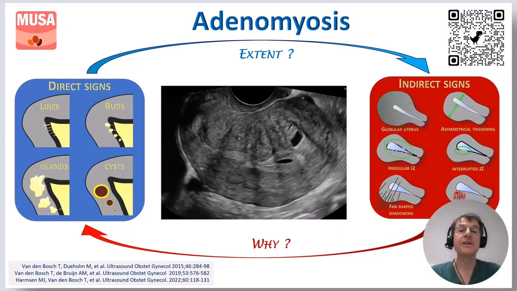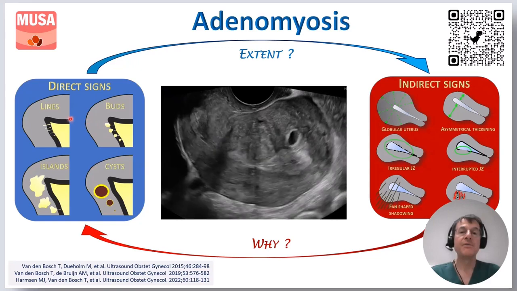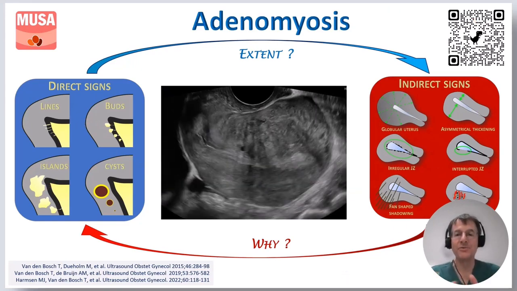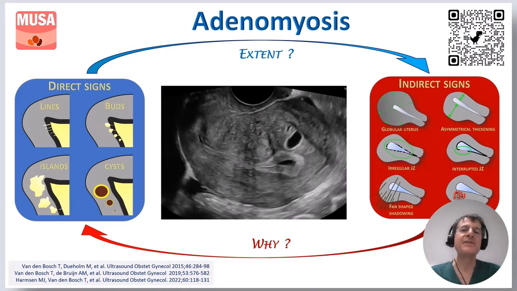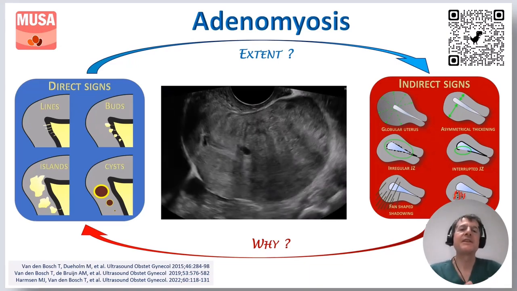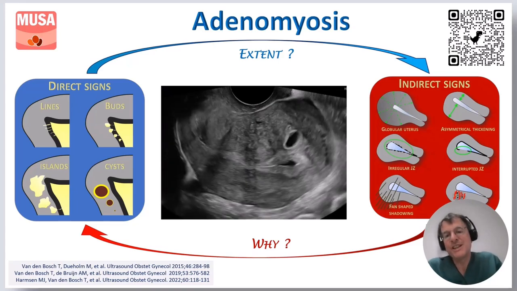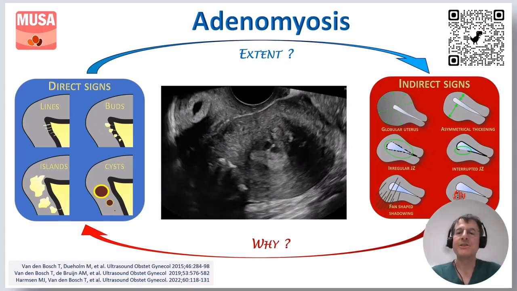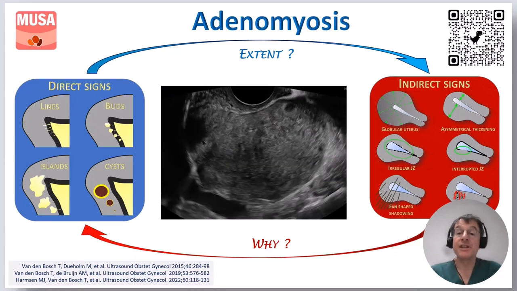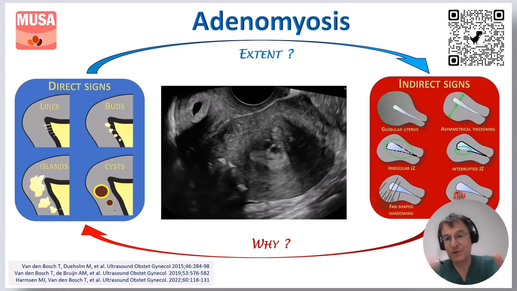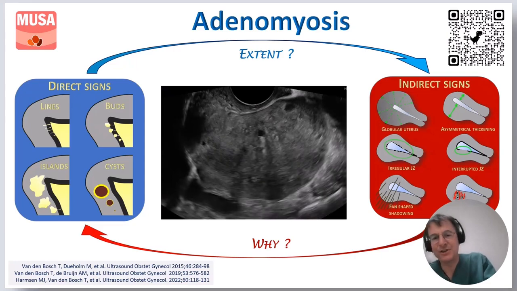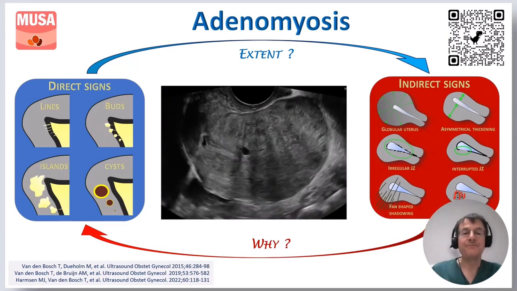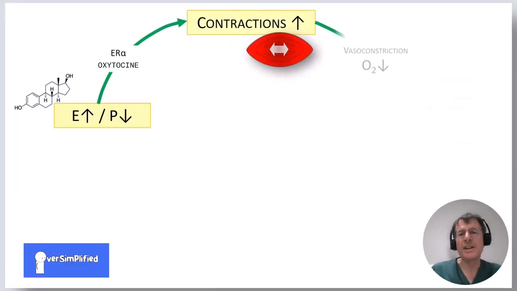Adenomyosis, also something you have to look at. We know the direct and indirect signs. You can scan the QR code if you want more details about that, but that's very important. Adenomyosis is perhaps one of the more recently recognized important factors in subfertility, and of course it's not always iatrogenic. You also have adenomyosis due to pregnancy, due to hypercontractility. And what's the effect on fertility?